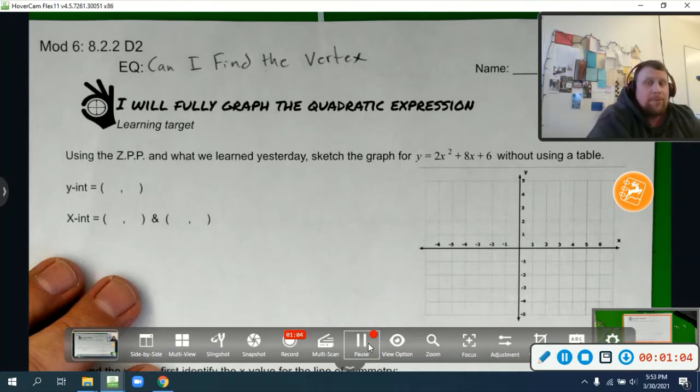You should know it right away. Remember, there's a trick. I'll give you a hint. Think of the standard form, ax squared plus bx plus c. All right, take a minute. Go ahead and type it in the chat. What do you think the y-intercept is?